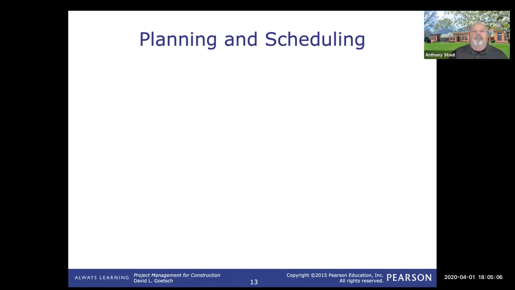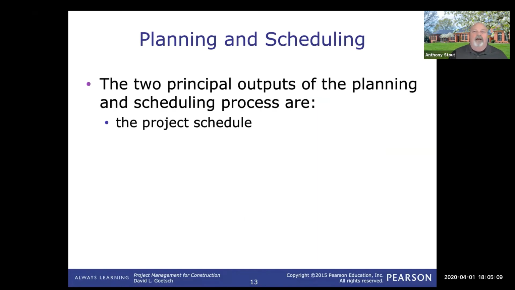Now, when we think about planning, there's two specific outputs we're going to look at: the schedule and the policies and procedures manual. We won't really go into the policies and procedures manual here. Just know that that's really the written description of what's being done.